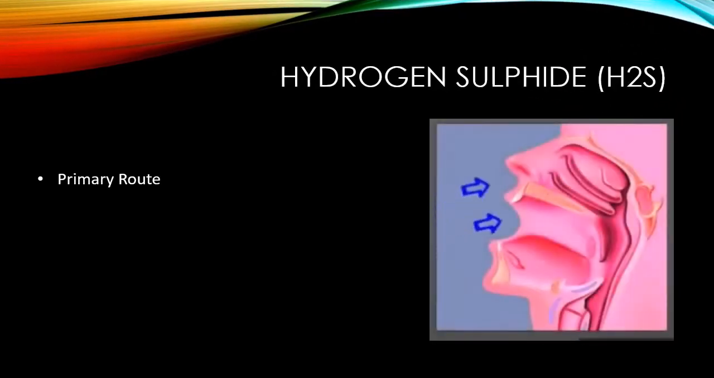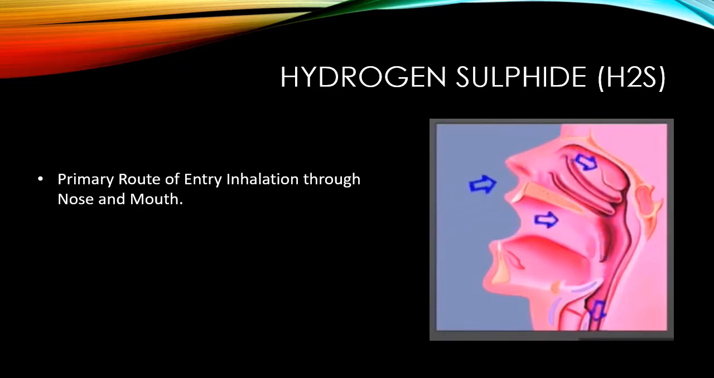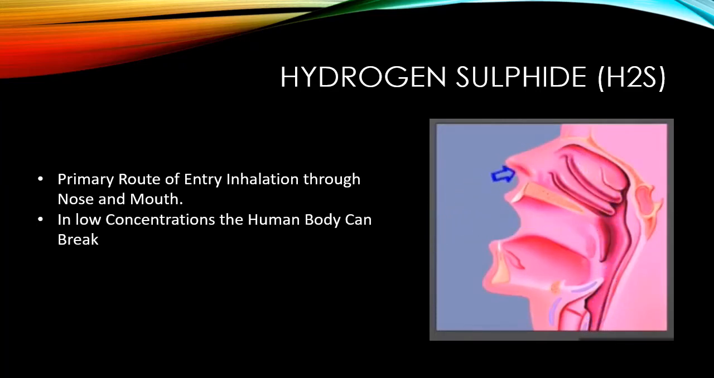The primary route of entry is inhalation, through the nose and mouth. In low concentrations, the human body can break it down. Over time, or in large concentrations, it causes paralysis of the respiratory system.